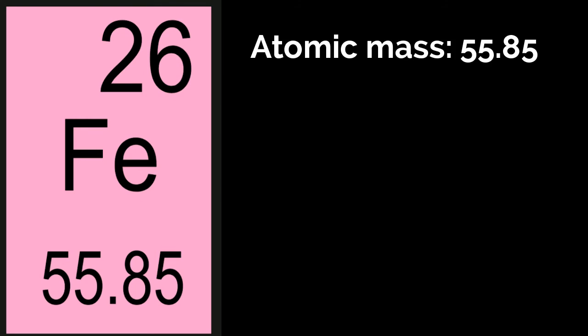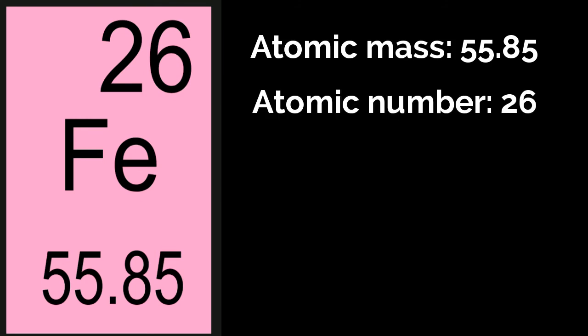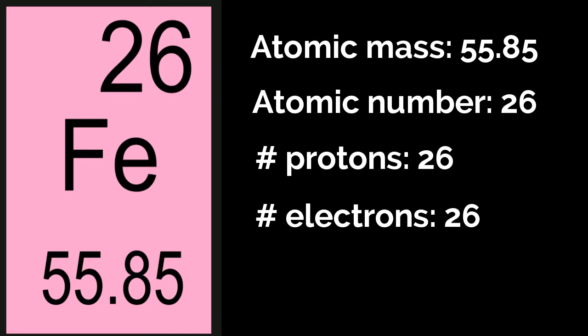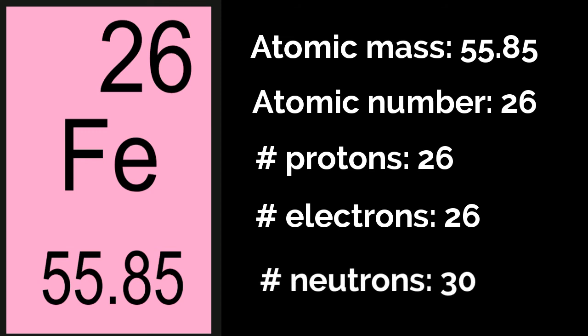Iron. Atomic mass is 55.85. Atomic number is 26. Number of protons is 26. Number of electrons is 26, since in a neutral atom, number of protons is equal to the number of electrons. To get the number of neutrons, subtract atomic number 26 from the mass number 55.85. The number of neutrons is equal to 29.85, rounding off to 30. Therefore, the number of neutrons is 30.